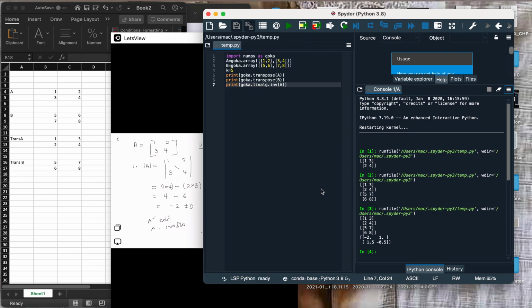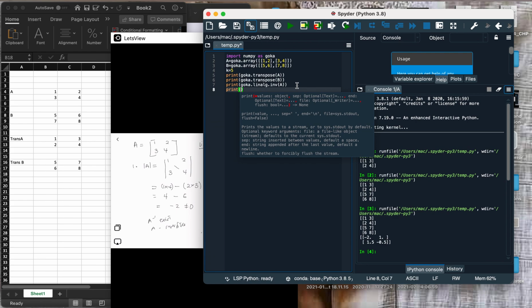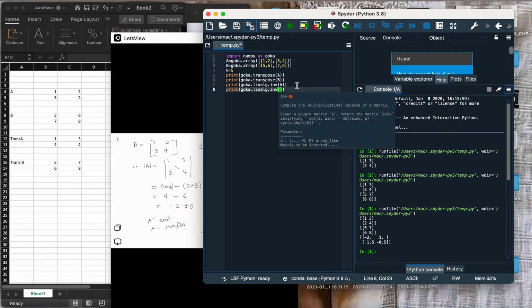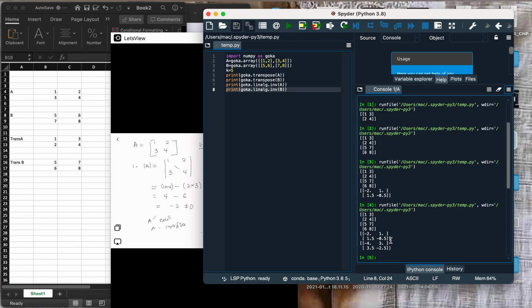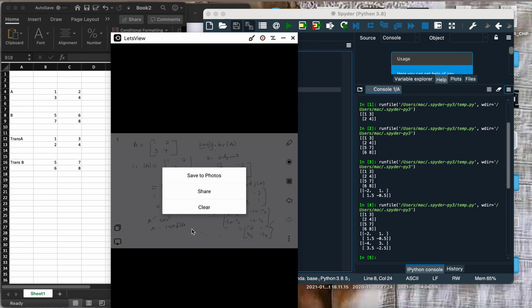All right, now let's look at finding the inverse of matrix B. Right, so we have print, open bracket, np.linalg.inv, open bracket, matrix B, and we run it, and we're getting minus 4, 3, 3.5, and minus 2.5. Now we could also do this by the pencil and paper approach and see if we can get the same thing.